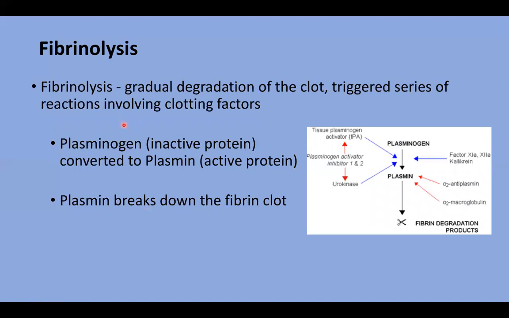Fibrinolysis is a gradual degradation of the clot itself. It's going to be triggered by a series of reactions involving more clotting factors. The main one here that we're going to see is that there is an inactive protein in your plasma called plasminogen. Plasminogen is going to be converted by some clotting factors into its active protein called plasmin. And it's ultimately going to be this plasmin that is going to slowly eat away at this fibrin clot as it is being replaced by new tissue.